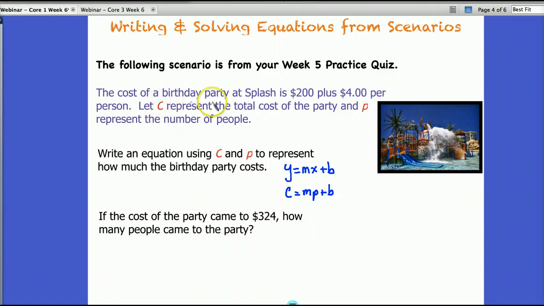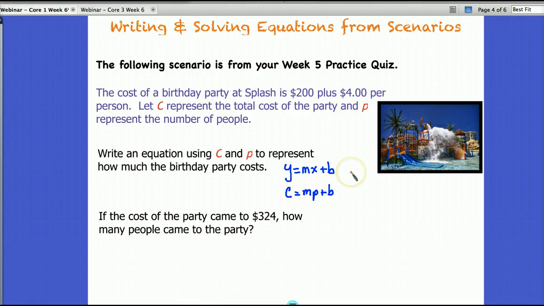Now let's look back at the problem. It says the cost is $200, so it's a one-time fee. So does that go in for m or b? You guys type, is that 200 an m value or is that a b value? Now, when you think of m, it's next to x, so m is like when you do your patterns, that's how much it grows by every time. Is the 200 growing or is it just a one-time fee? It's a one-time fee, good. So 200 has to go in for b, good job.